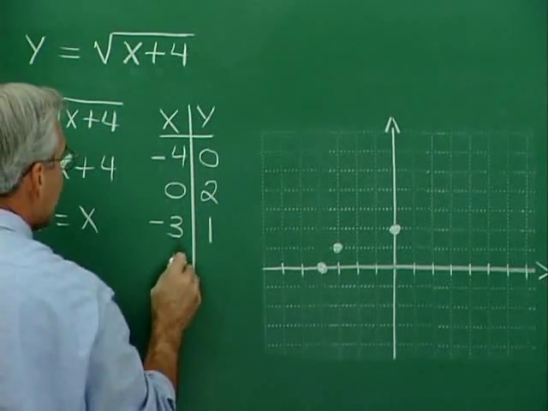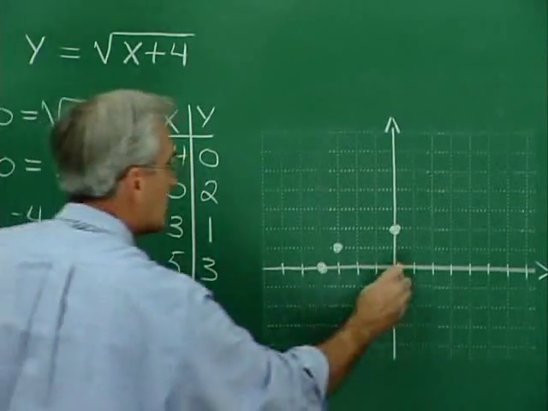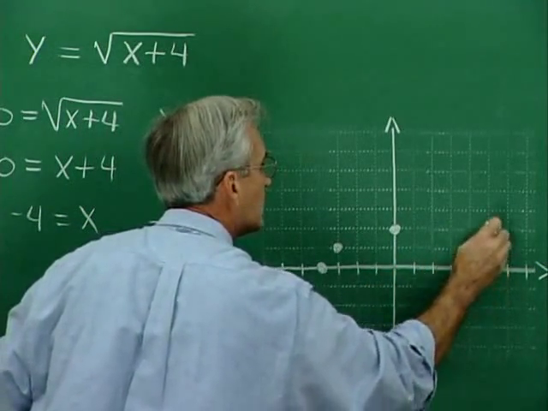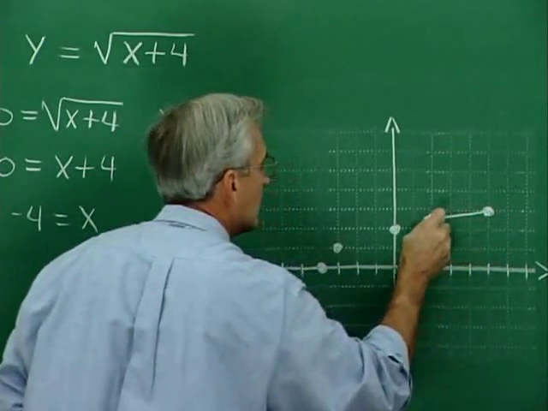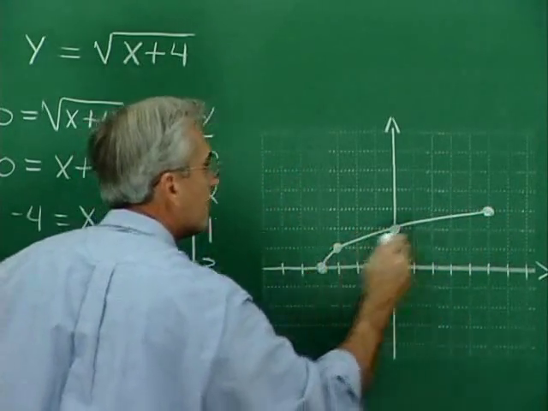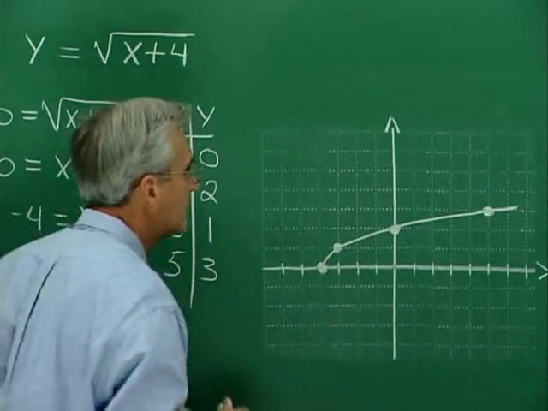Okay, if x is 5, then we have 5 plus 4, 9, and the square root is 3. So let's see, 1, 2, 3, 4, 5, 1, 2, 3. All right. Good. And the graph then looks about like this. And I want to go through here. And the graph stops right here.